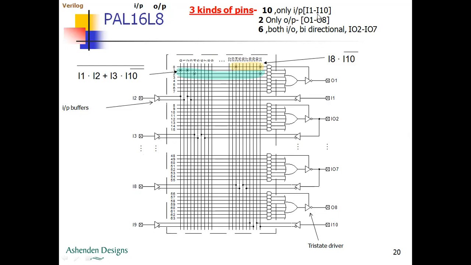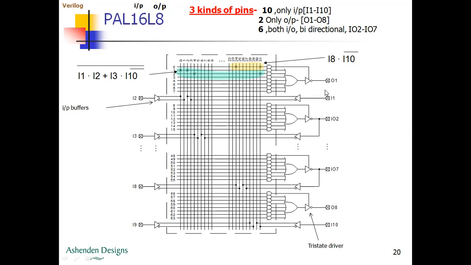So basically we have I1 to I10 as only the 10 input lines, and only two output lines, O1 and O8. Where is O1? O1 is here, and O8 is here. So we have O1 and O8 lines, which can only act as output lines, whereas the only input lines are I1 to I10.